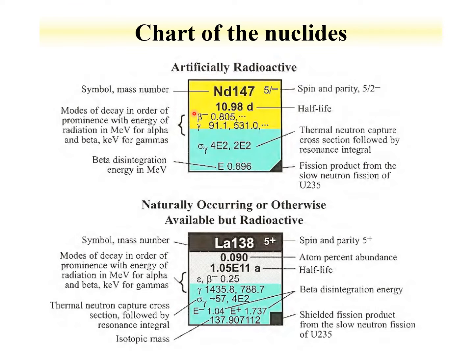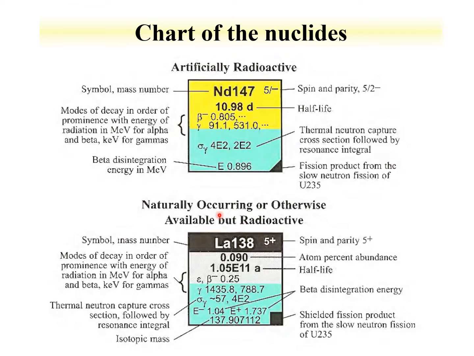So this decays with an energy of 0.805 MeV beta. So beta is listed here. The gamma is 91.1 KeV. The cross-section information and the beta disintegration energy. As you see, the beta disintegration energy is a little bit higher than the beta decay energy, so some of the energy is going elsewhere, possibly to a gamma decay. And then again, this triangle says that it is a fission product from the slow neutron fission of uranium-235.